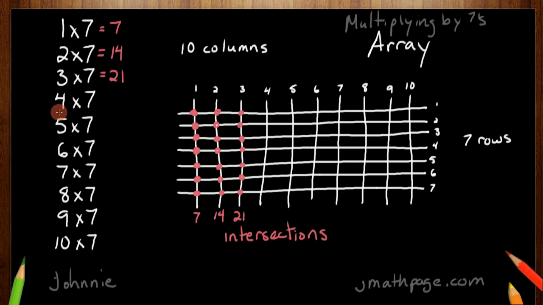This one says 4 columns, 7 rows, or 7 rows and 4 columns. Well, we go to our 4th column, and let's add the intersections.